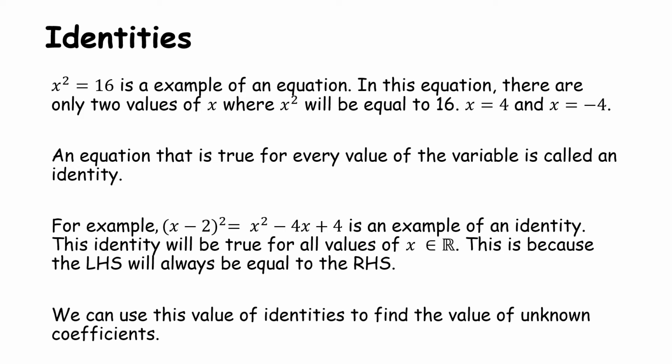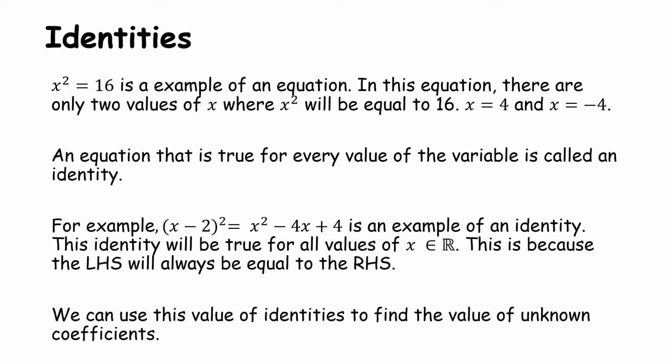An equation that is true for every value of the variable is called an identity. For example, (x minus 2) all squared is equal to x squared minus 4x plus 4. That is an example of an identity. This identity will be true for all values of x where x is an element of the real numbers, and this is because the left hand side is always equal to the right hand side.